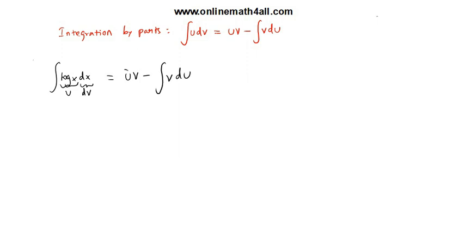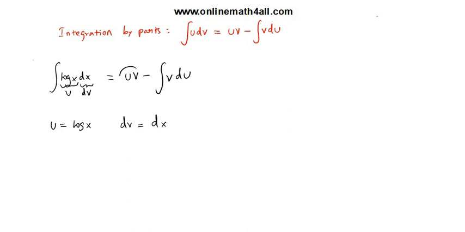So to get the result, I need u, v, then du. So I need these three things: what is equal to u, what is equal to v, and what is equal to du. Okay, from the given integral, that is integral log x dx, we have u is equal to log x and dv is equal to dx.